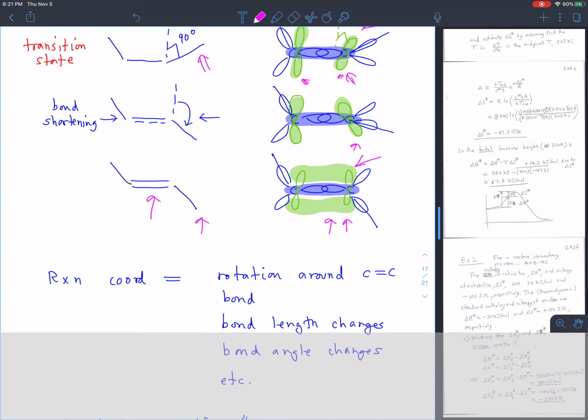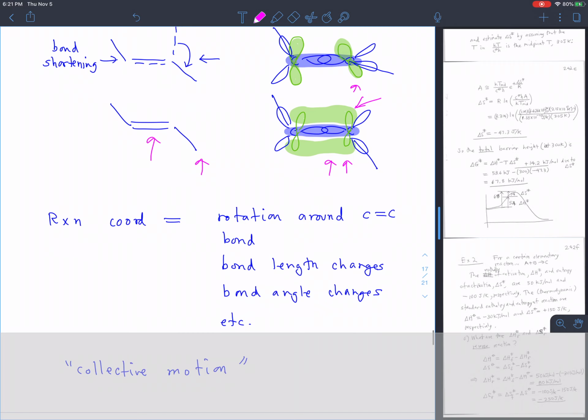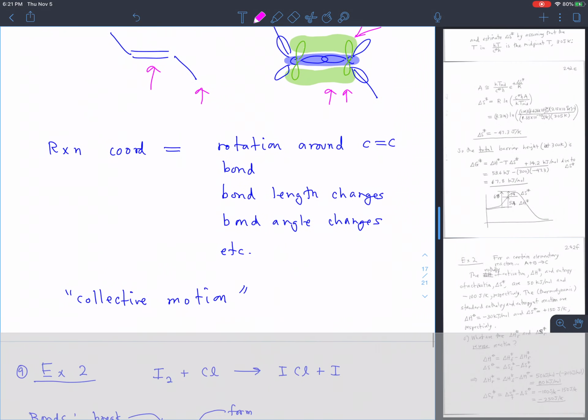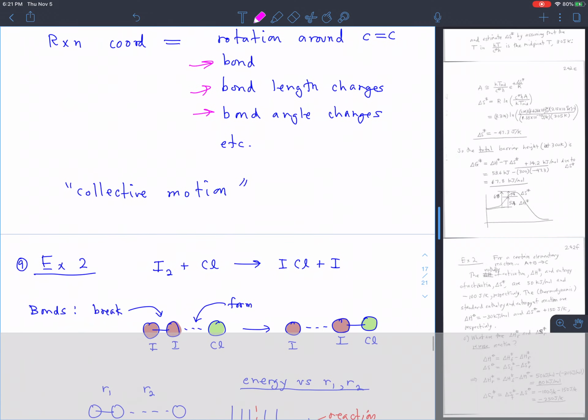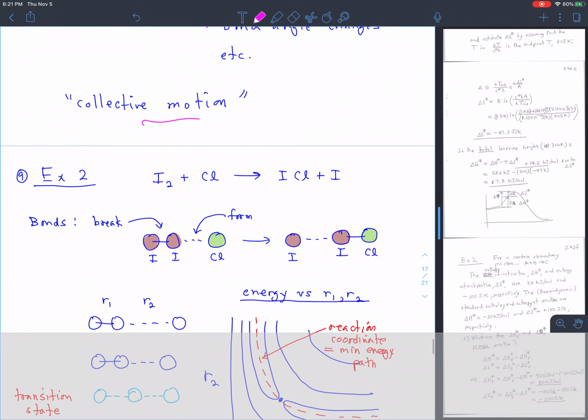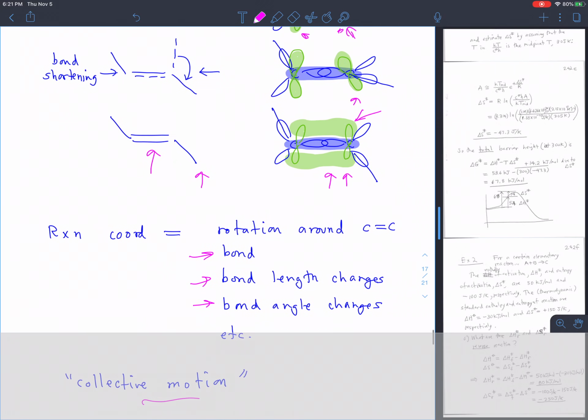So this is all a full double bond again. That's an example of a reaction coordinate. It's a rotation around the C-C bond, in this case the C double bond. Bond length changes and bond angle changes occur at the same time, a collective motion. So that's one example, probably among the simplest of all possible examples.